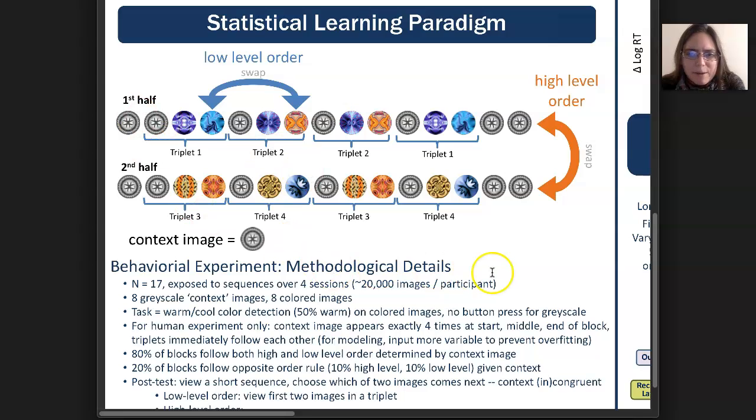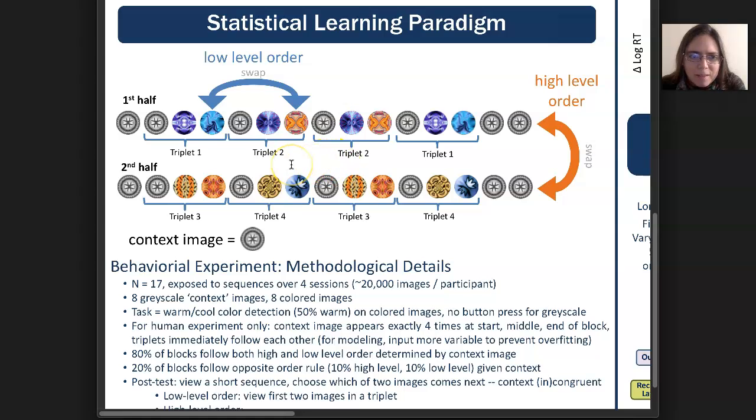Okay, so how does this paradigm work? Basically, human learners are exposed to these sequences of images one at a time, and all they have to do, at least in this version, is to detect if it's a cool colored image like these guys or a warm colored image like these guys. There are only 8 colored images that they ever see that are repeated over and over again.